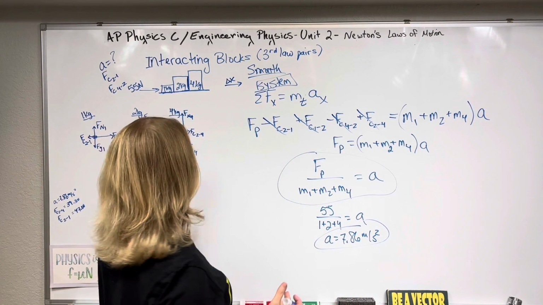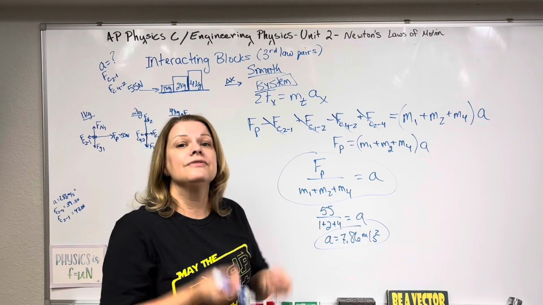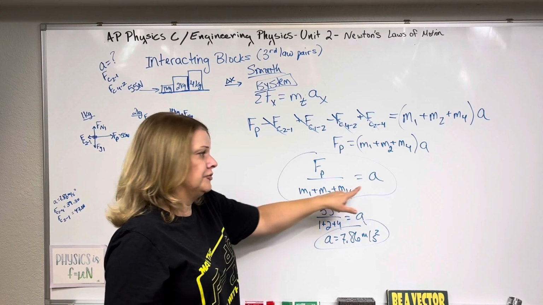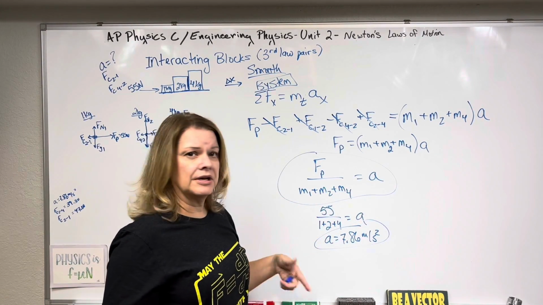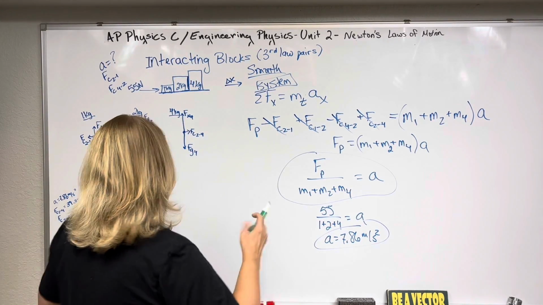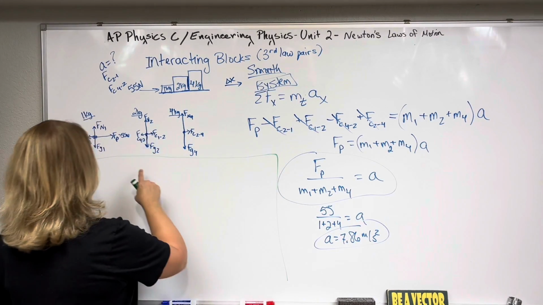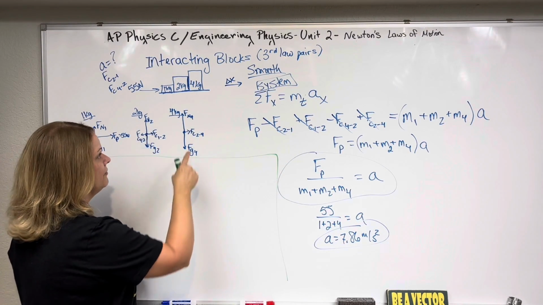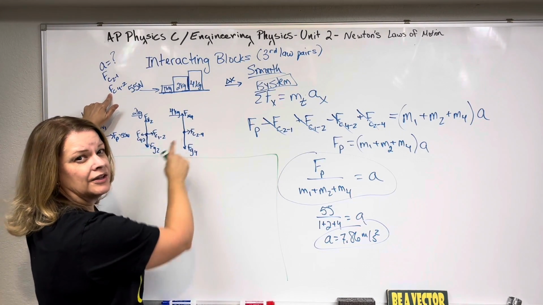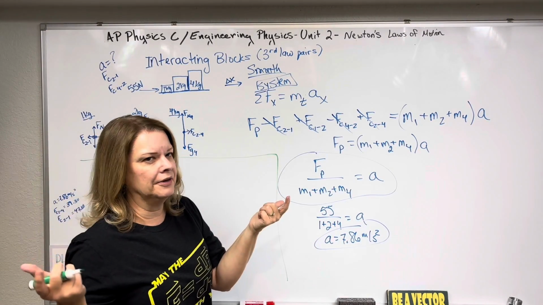Now they say, hey, find these contact forces. To find your contact forces, you're going to go to an individual block, which means individual mass. And you already know the acceleration. It's 7.86. Now I'm going to find this contact force of 2 on 4. But you're like, but that's not what they asked for. They asked for the force of the contact of the 4 on the 2 block. Well, remember, third law pair, they're equal.